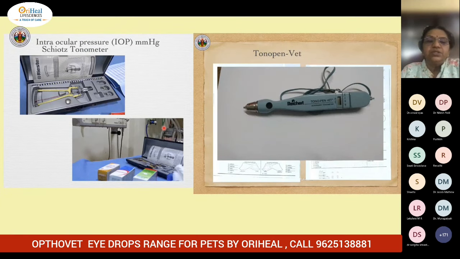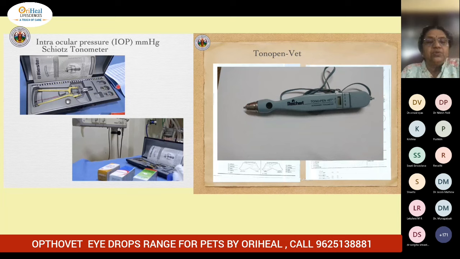There are various methods to study the intraocular pressure, and this is the earliest thing which we were using. Intraocular pressure, IOP, gives pressure in millimeters of mercury, and it was discovered by the scientist Schiotz. So it's called the Schiotz tonometer, and necessarily you should calibrate the Schiotz tonometer and check for its graduation. The needle should be at zero prior to use. And then you will be able to do this test very effectively in the animal.